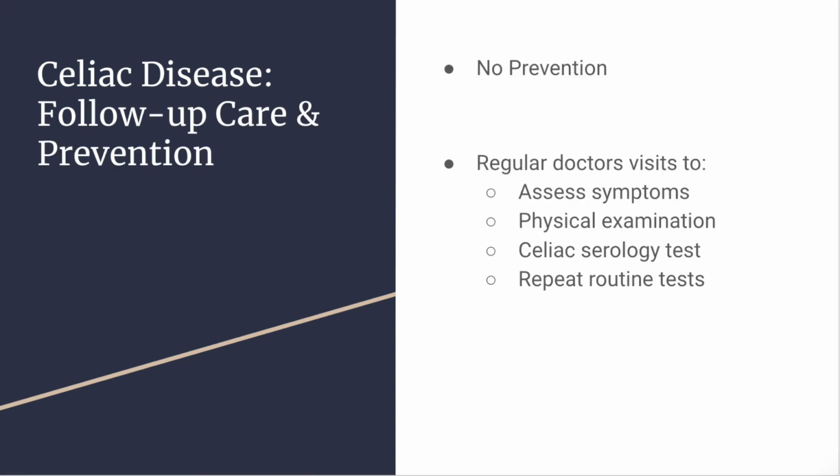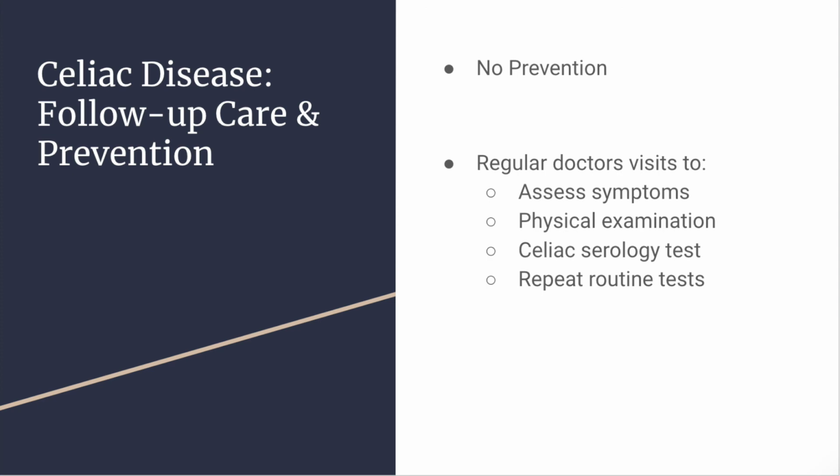Currently, there are no preventative methods of developing celiac disease. There are only methods to manage the condition, as mentioned, by adhering to a gluten-free diet. Follow-ups should assess symptoms, perform a complete physical exam, order celiac serology tests examining the anti-DGP IgA and anti-TTG IgA levels, repeat routine tests, and order any other tests as clinically indicated.